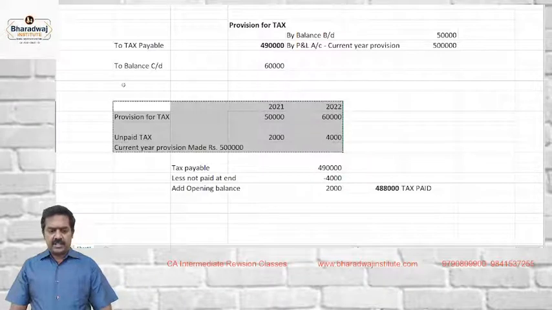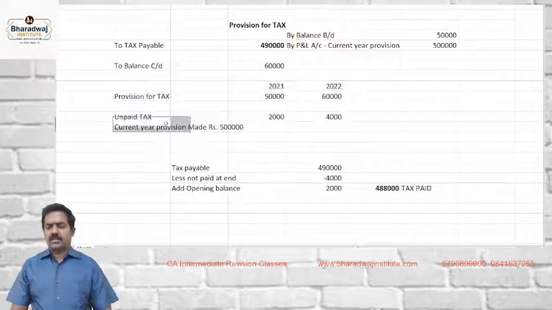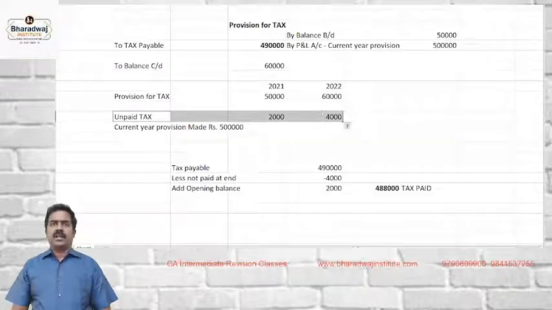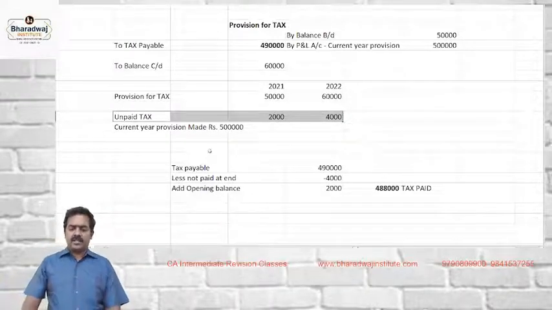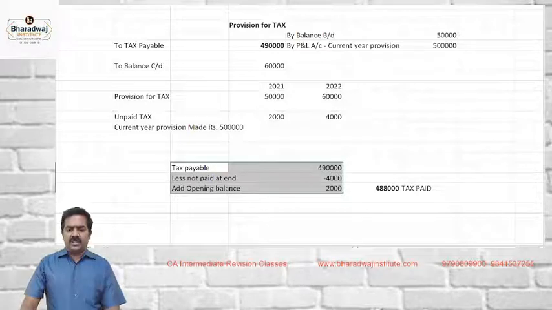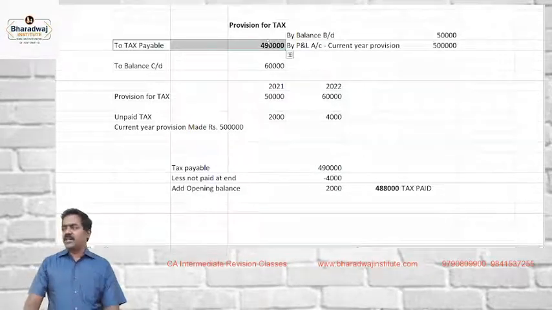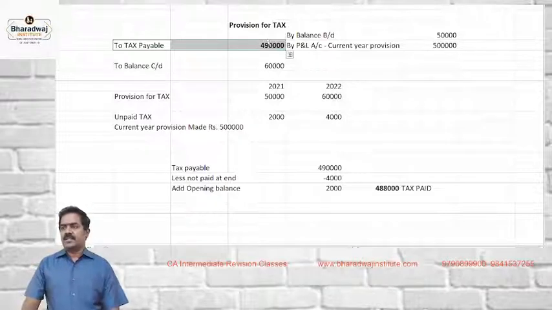Have you dealt with this adjustment in the regular class with unpaid tax? If it is dealt with, very good. If it is not, please take it, because this is a point they can add additionally. Normal question is just prepare the provision for tax account. Balancing figure is what? Tax paid. Tax paid should be taken.